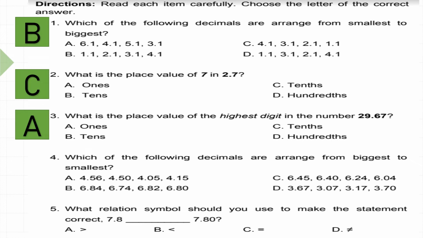Then the correct answer is letter C. So from 6 and 45 hundredths up to 6 and 4 hundredths.